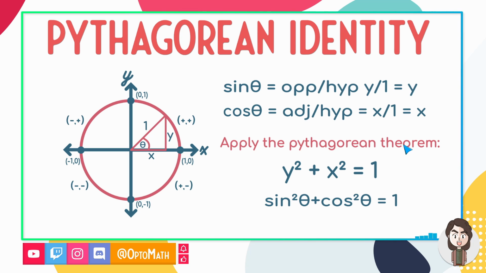Now we want to apply the Pythagorean Theorem to this knowledge that sine of theta is y and cosine of theta is x. So we could write it y squared plus x squared because those are our leg lengths. And that equals technically 1 squared, which is our hypotenuse, but we know 1 squared is 1, so we'll just leave it as 1. So y squared is sine squared theta, x squared is cosine squared theta, and of course we still have the 1 equals 1. So this is our Pythagorean identity. Sine squared theta plus cosine squared theta equals 1.